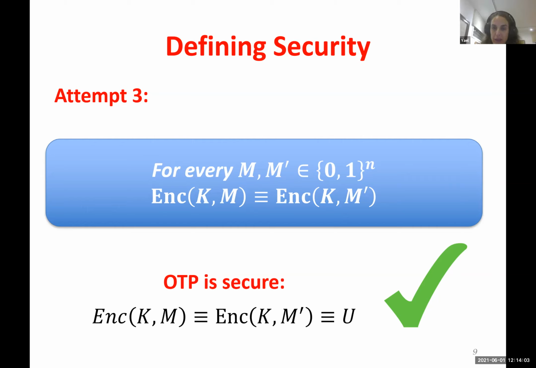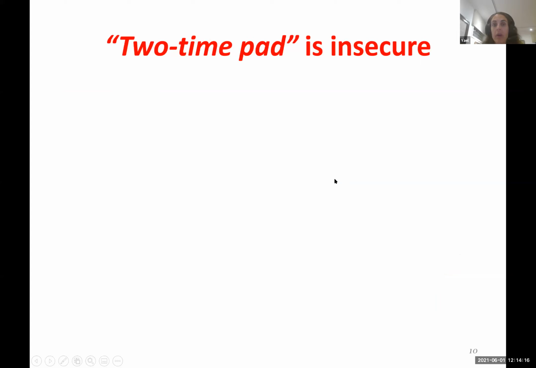but it's really weak. The reason why it's really weak is because it says that if you see only one encryption, one ciphertext, it's identically distributed. But what if you see many ciphertexts, not just one? With the one-time pad, and that's why it's called one time, if you see two ciphertexts, it's no longer secure. So the two-time pad is not secure.